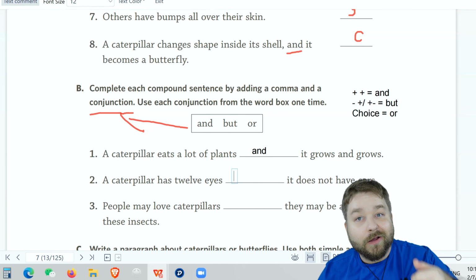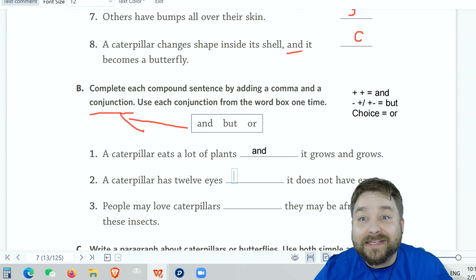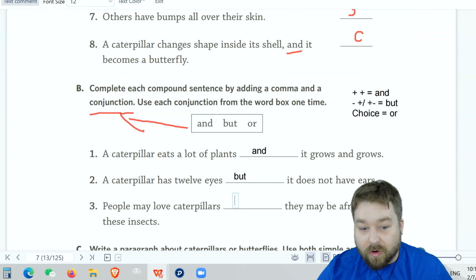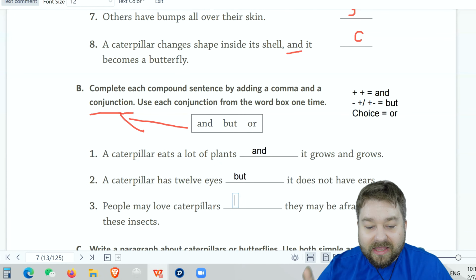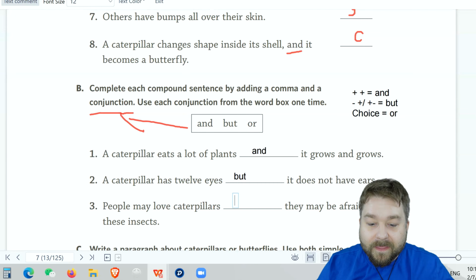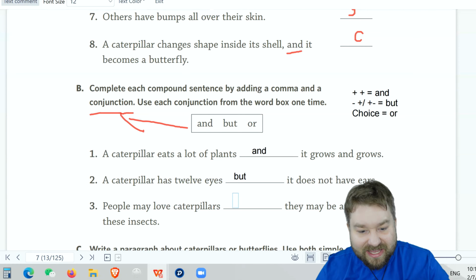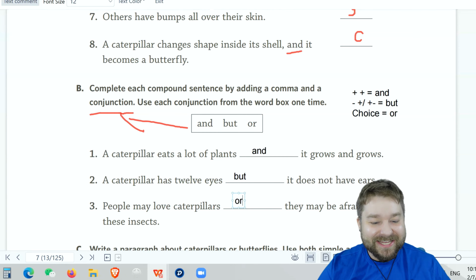What is that? A positive, it has, but it doesn't have, but, right? Exactly. See that positive negative thing? So that means this is "or", but let's take a look at this. It should be a choice. People may love caterpillars, or they may be afraid of insects. So you could like it or you don't like it. Choice. Pretty simple, right?